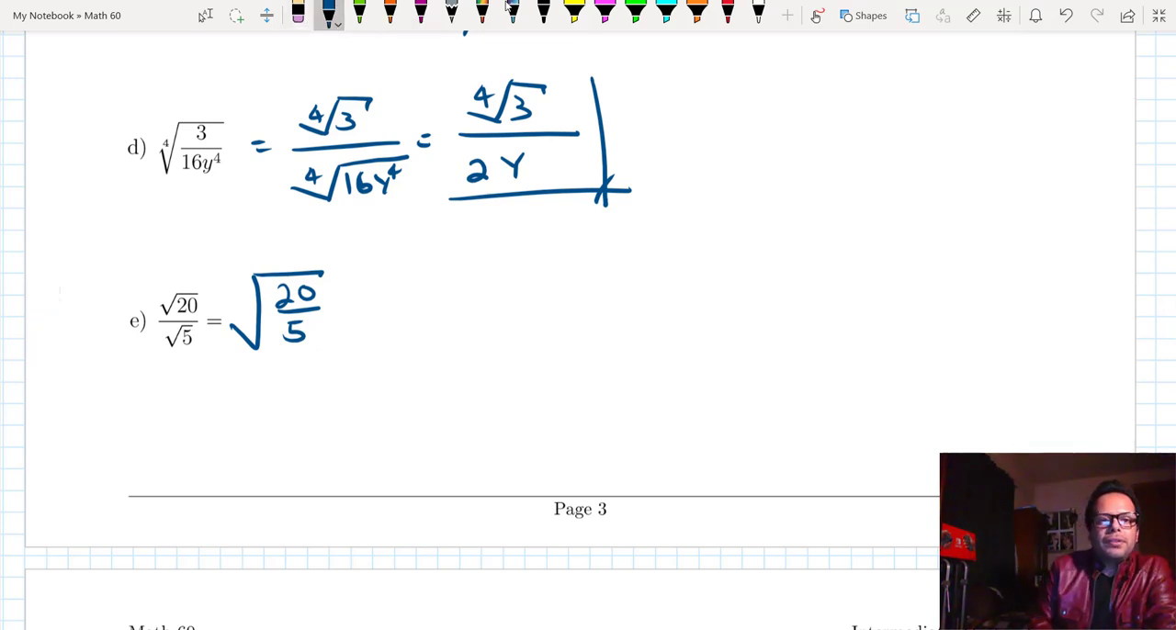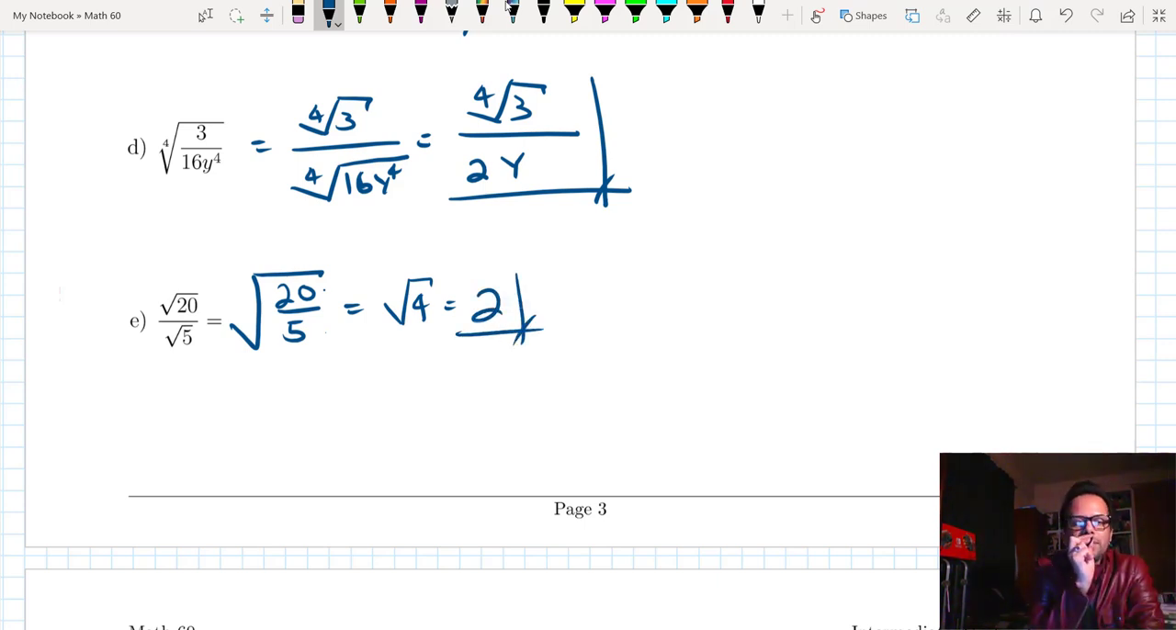So now what are we going to do? Well, simplify the expression inside of the radical. 20 divided by 5, that's 4. And 4 is a perfect square. Let's evaluate it. We get a 2. Final answer. All right.